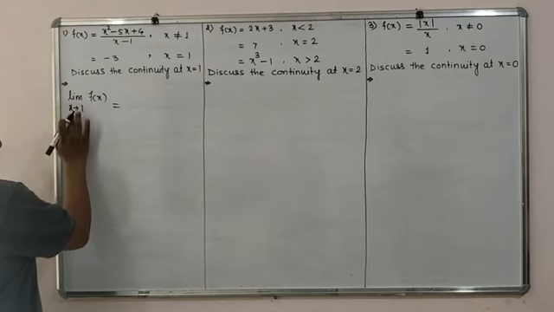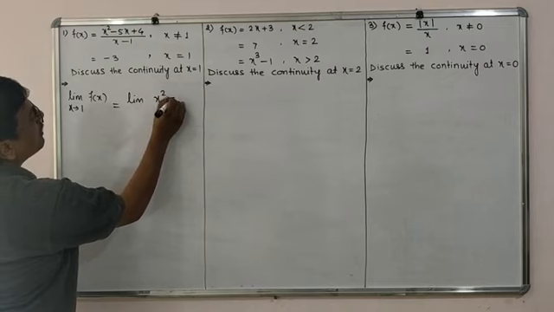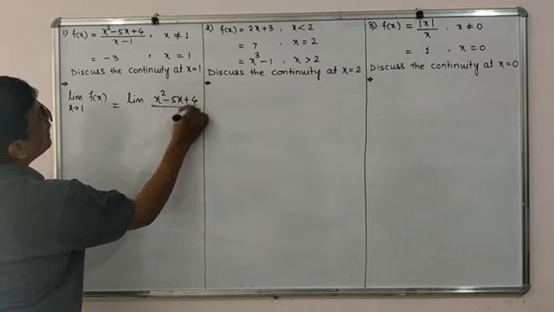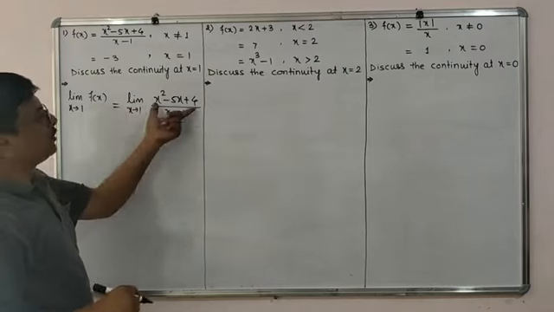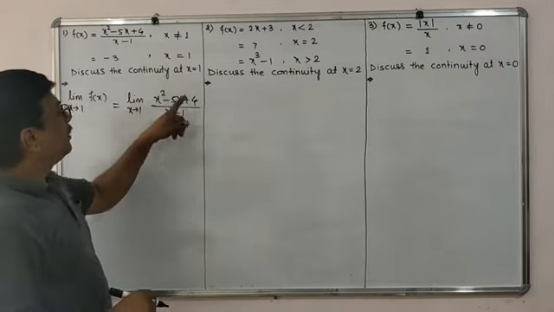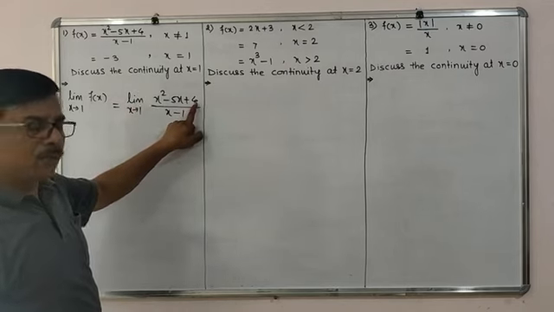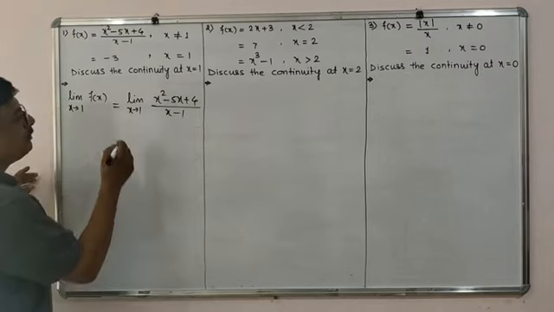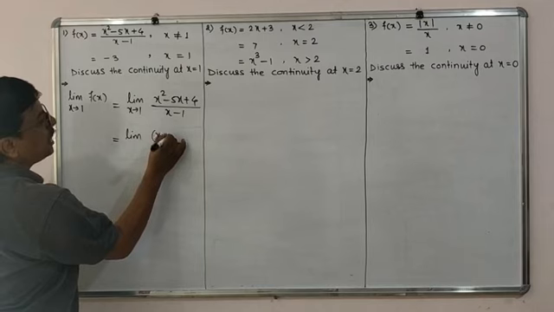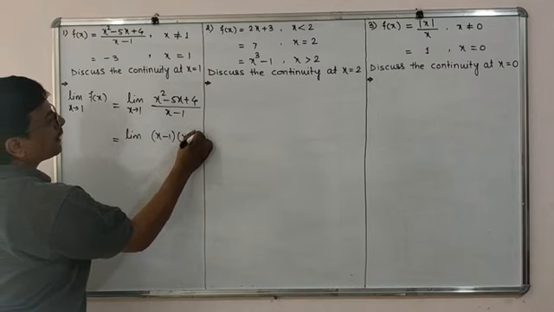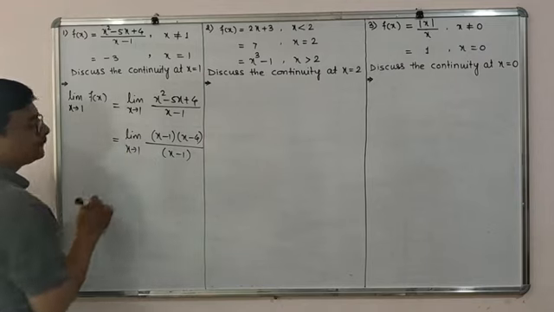Limit of f of x as x tends to 1 is equal to limit of x square minus 5x plus 4 divided by x minus 1 as x tends to 1. Now this is a quadratic function. Find its factors. 4 has two factors, 4 and 1, whose product is 4 and whose sum is minus 5. So it is equal to limit of (x minus 1) into (x minus 4) divided by x minus 1 as x tends to 1.